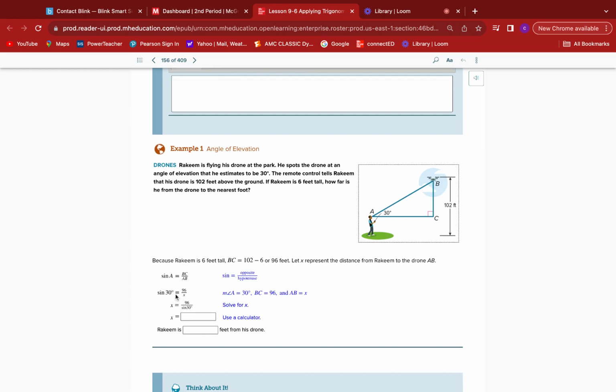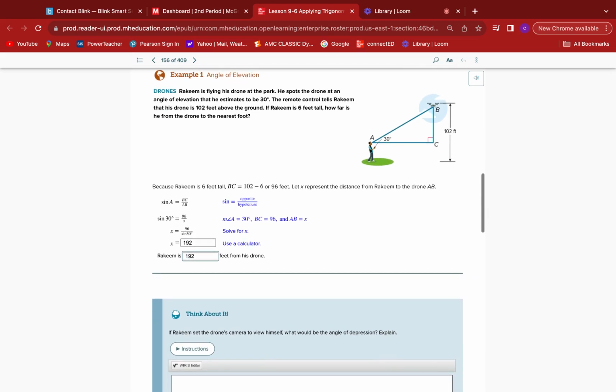If x is on the bottom, take these two things and switch their places, because you can't take a 96 and divide by x in a calculator, but you can take a 96 and divide by the sine of 30 in a calculator. So switch their places, grab a calculator, make sure it's in degrees, and put in 96 divided by the sine of 30 degrees. And it looks like you're going to get 192 feet. So Rakeem is 192 feet from his drone.